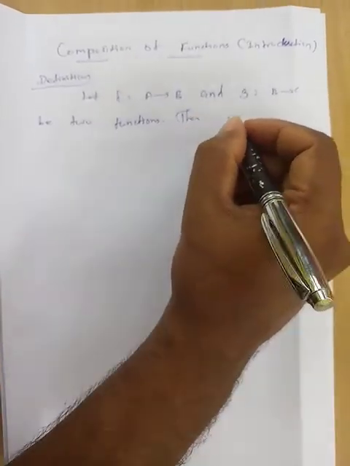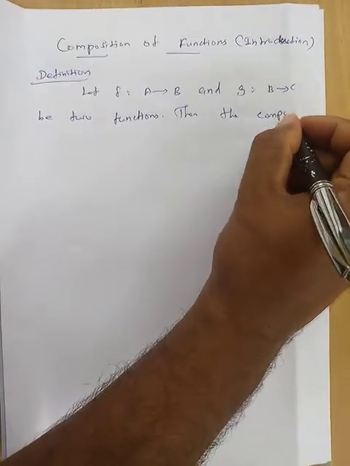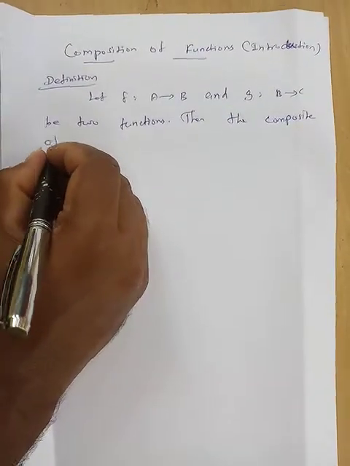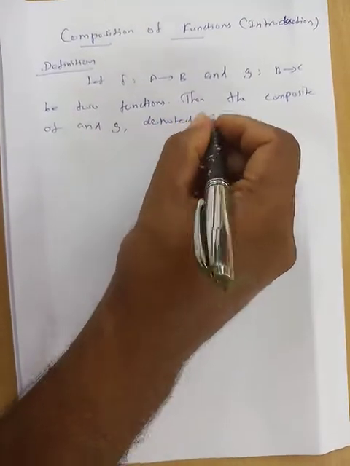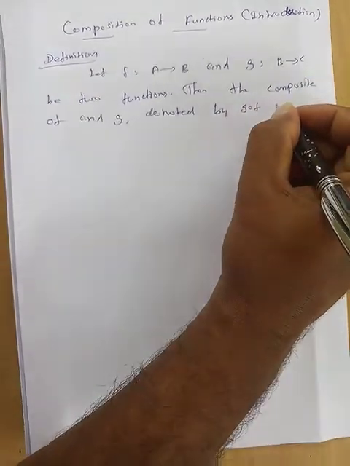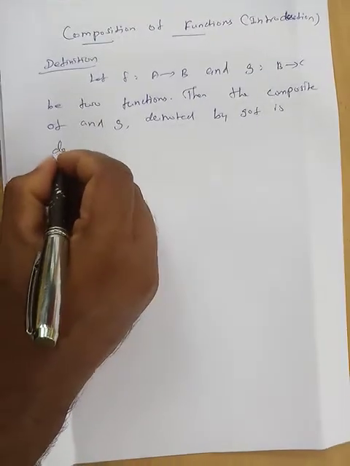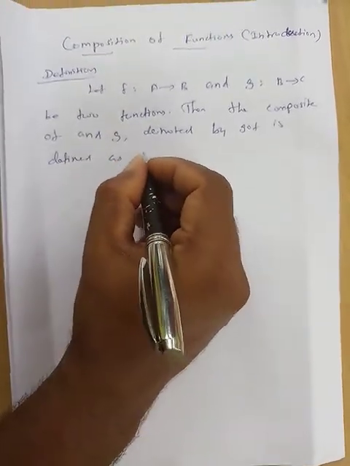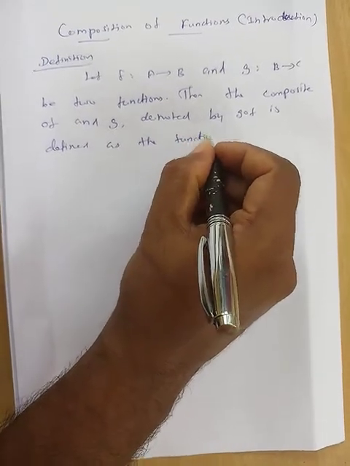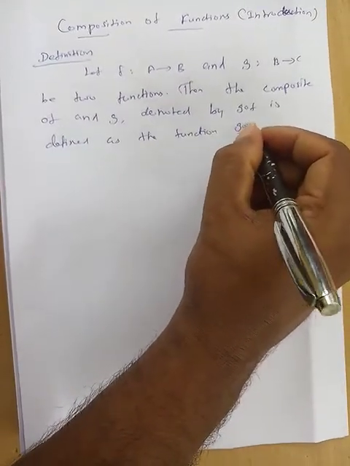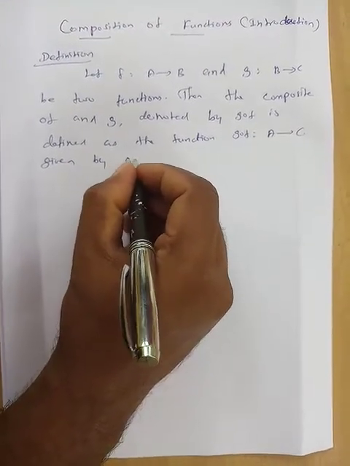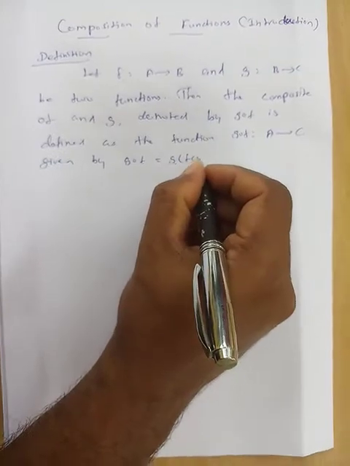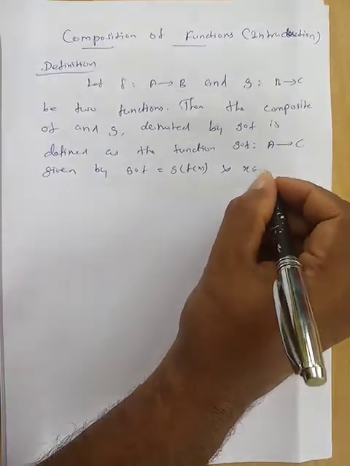Then the composite of f and g, denoted by g composition f, is defined as the function g composition f from A to C given by (g composition f)(x) equals g of f of x, for all x belongs to A.